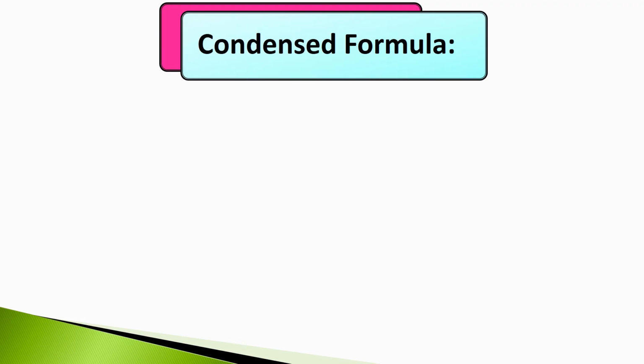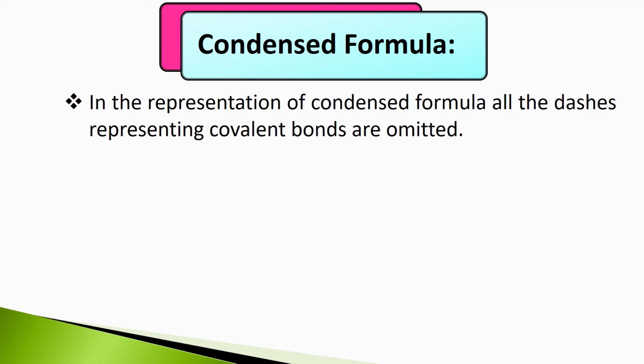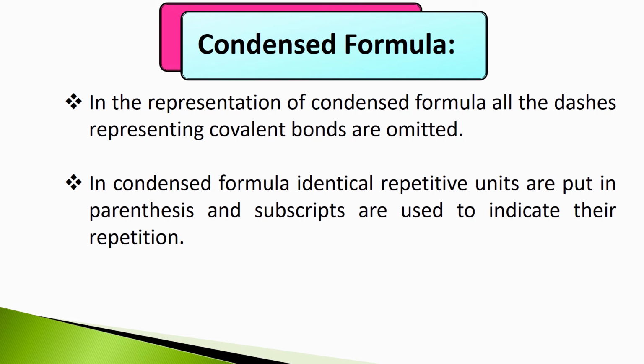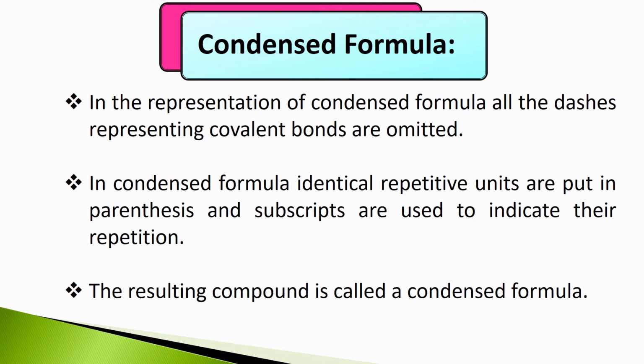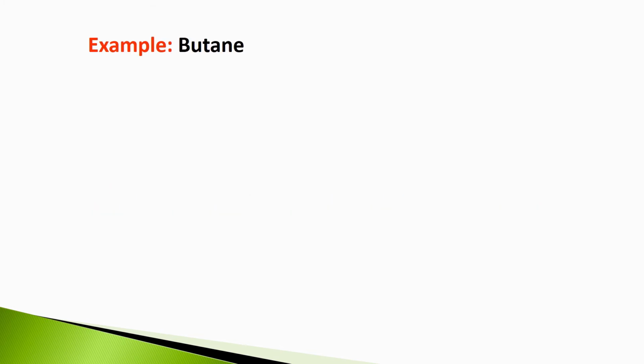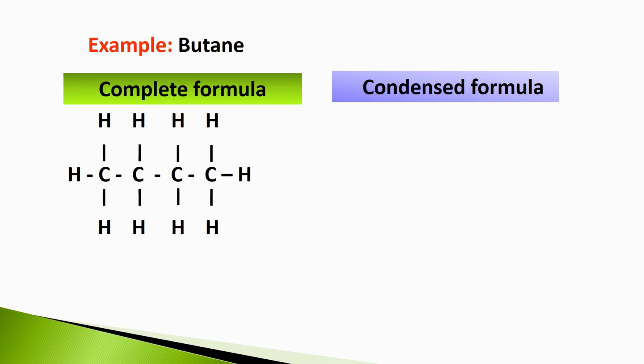Now, the second formula is condensed formula. In the representation of condensed formula, all the dashes representing covalent bonds are omitted. In condensed formula, identical repetitive units are put in parentheses, and subscripts are used to indicate their repetition. The resulting formula is called a condensed formula. In the example, we see the complete and condensed formula of butane. In condensed formula of butane, identical repetitive units CH2 are put in parentheses, and subscript 2 is used to indicate their repetition.